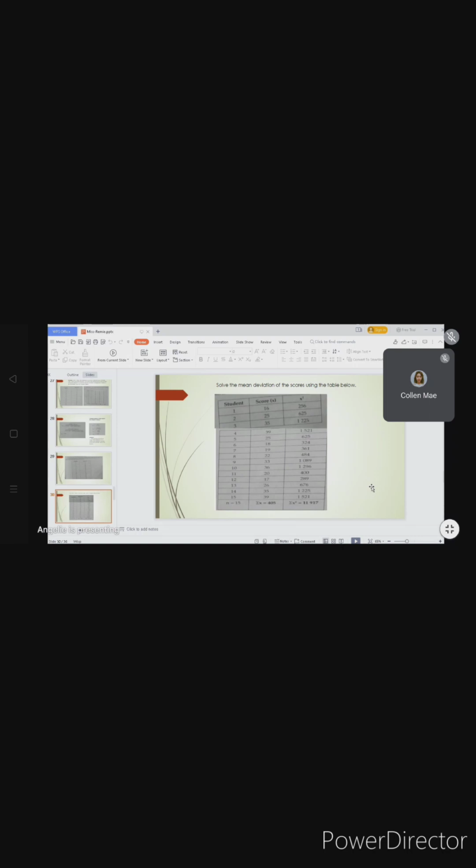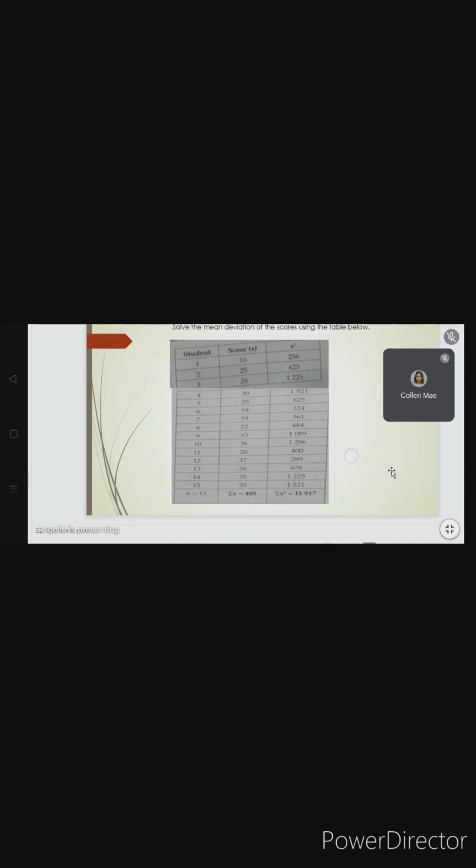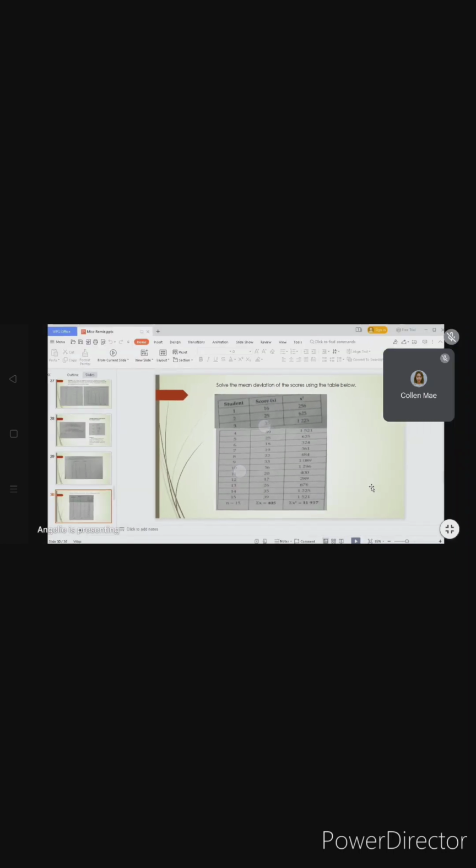Solve the mean and the variance of the scores using the table below. To find x squared, we multiply each x by itself. So, 16 times 16 is equal to 256. 25 times 25 is 625. 35 times 35 equals 1,225. Then, 39 times 39 equals 1,521. And so on, we do the same for the rest to get our x squared. So, our n here is 15. Then, the summation of x is 405, since we add all the given x values. Then, the summation of x squared is 11,917. Next slide, please.